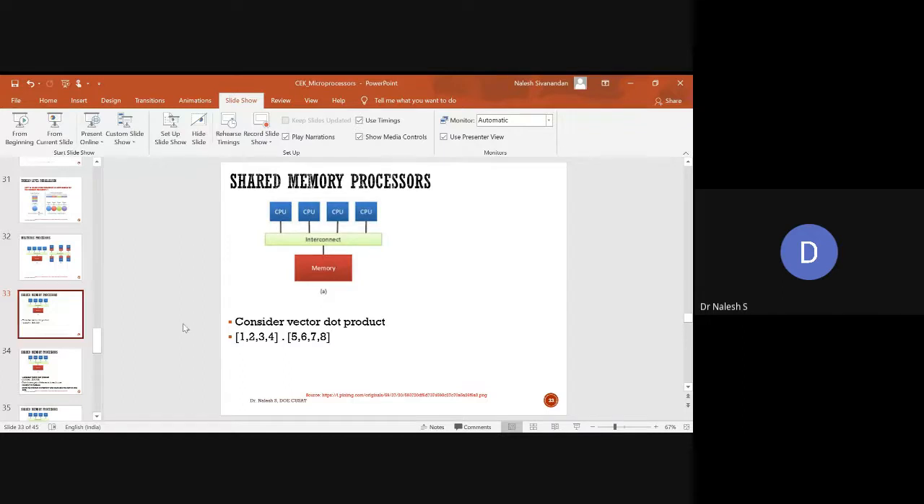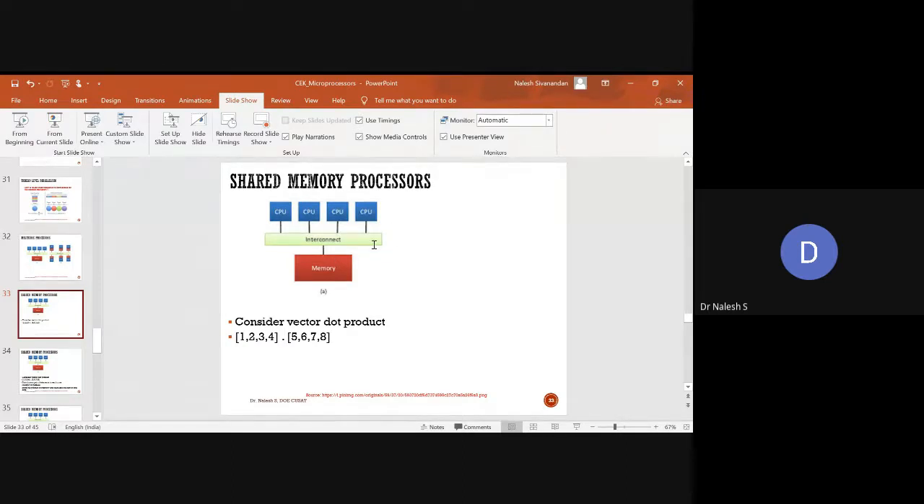Okay, so consider this operation. You have to compute a vector dot product. That is, you have one vector which has to be multiplied by the other vector. So what is a dot product? You multiply individual elements and add up all the results, and you get the final output. So you have a 4-element vector multiplied by a 4-element vector. Finally, you have to get a scalar value. And we are going to utilize this 4-core processor.